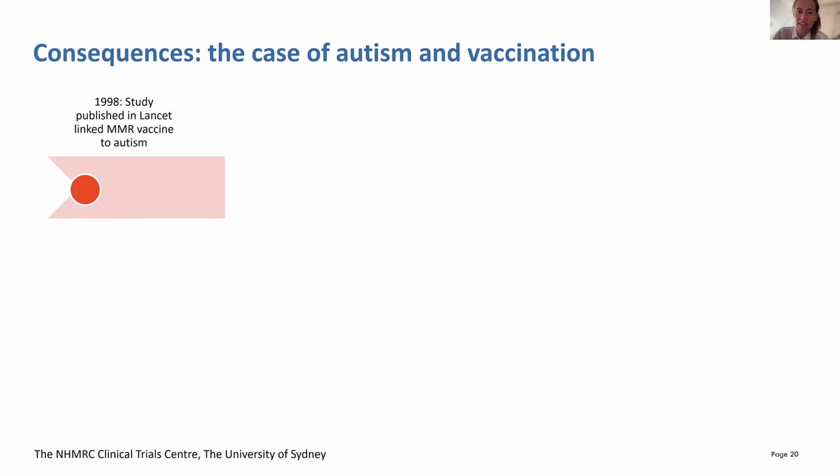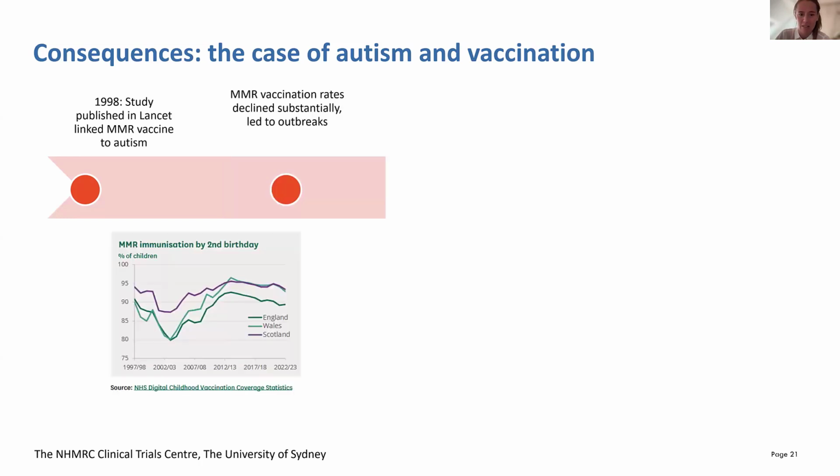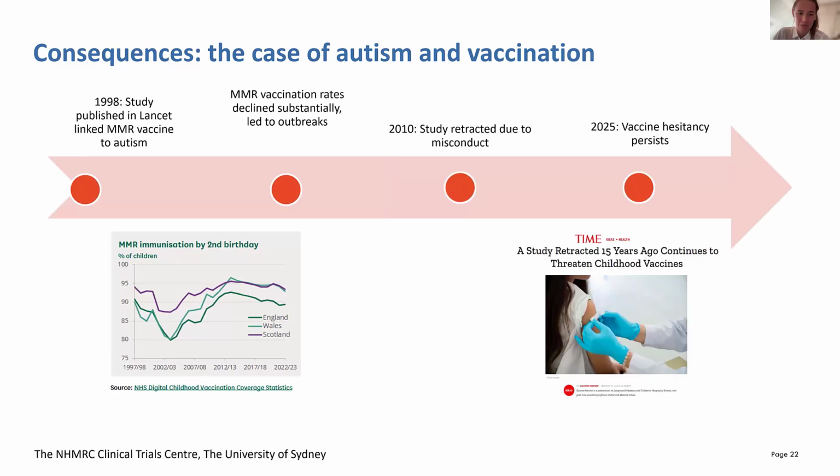So in 1998, a study was published in The Lancet linking the MMR vaccine to autism. And you can see in this graph here how this led to a dramatic decrease in vaccinations and thus disease outbreaks all around here. You can see in England, Wales, and Scotland. Now, this study was fraudulent. So this was not based on real research.